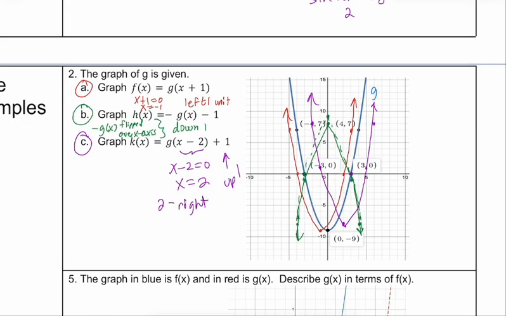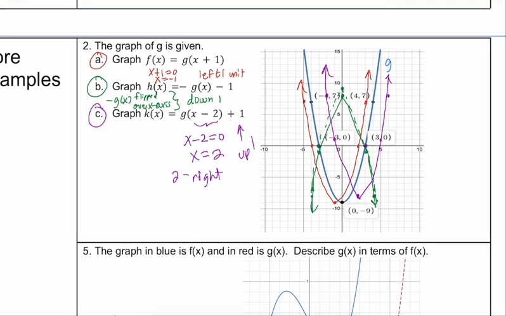Oh, really? It'll do parabolas. That's cool. Thank you. Okay. Any questions on number 2?